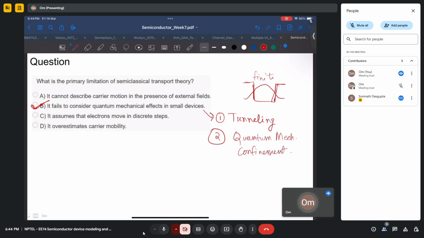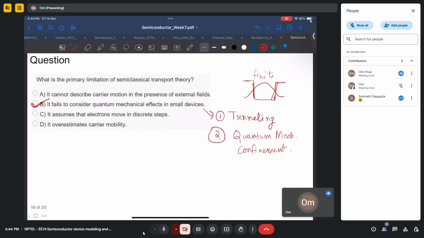Quantum mechanical confinement, QMC, effects adjust the energy levels as the semiconductor becomes thinner and thinner, such that the threshold voltage of the transistor increases and many other effects are seen. It affects the density of states, mobility, threshold voltage. A lot of things are affected. So this is not considered in the semi-classical theory.